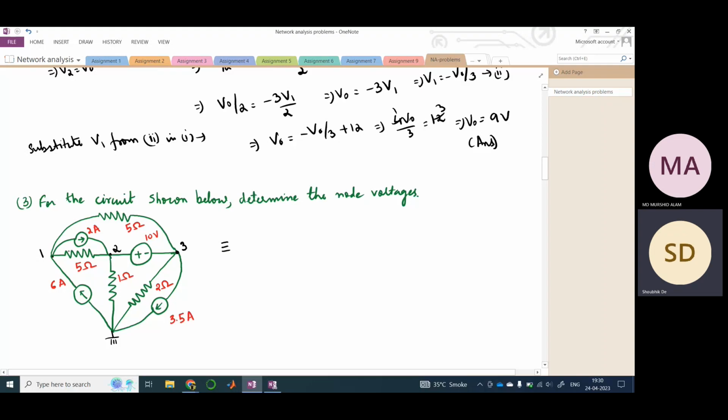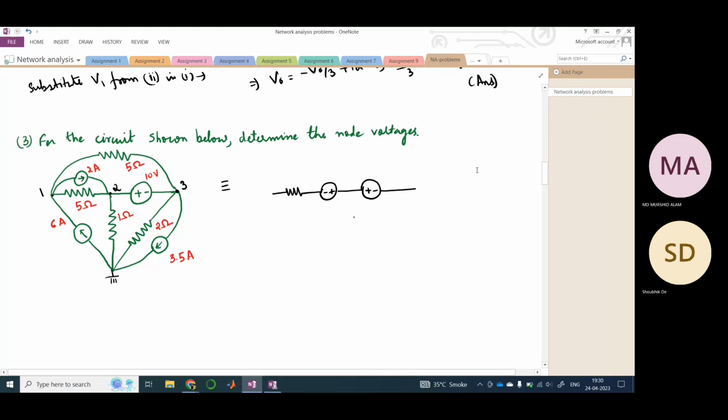So this would be 10 volts, right? I am directly drawing from this 5 ohm source. So this would be 10 volts, and this is again 10 volts here. This is our 6 ampere current source here.